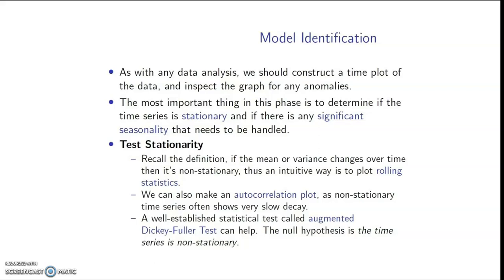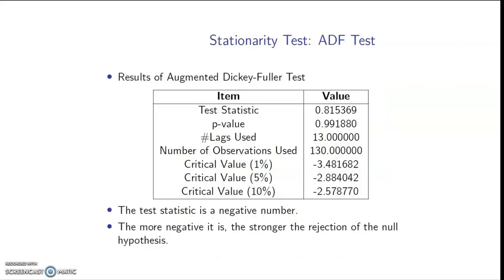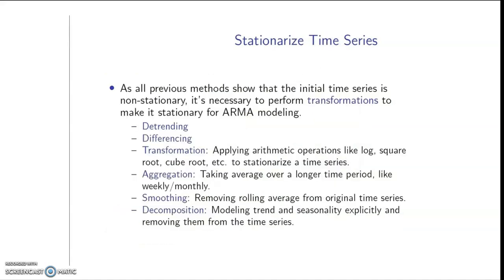Thus an intuitive way is to plot rolling statistics. We can also make an autocorrelation plot, as a non-stationary time series often shows very slow decay. A well-known statistical test called the augmented Dickey-Fuller test can be helpful, and the null hypothesis is that the time series is non-stationary. And this is the rolling statistics with a sliding window of 12 months. So we have the standard deviation and the rolling mean, and here we have the stationarity test, that is the ADF test, the augmented Dickey-Fuller test. The test statistic is a negative number. The more negative this number is, the stronger the rejection of the null hypothesis.